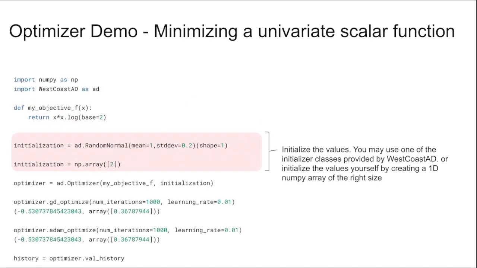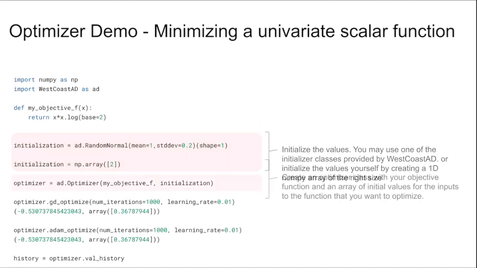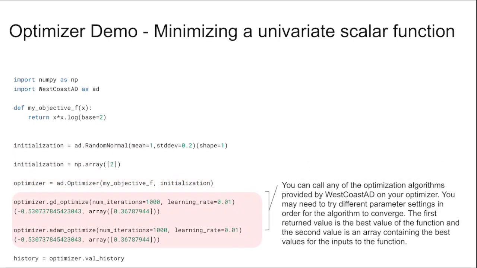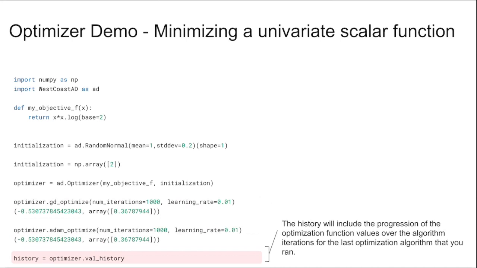Next, initialize the variables. You can use either the initializer class within WestCoast AD or use a NumPy array. Now create an instance of the optimizer class using the objective function and the initialized variables. This instance has several optimization methods that you can choose from. In this example, we show gradient descent and Adam optimization. These methods return a tuple with two values. The first element in the tuple is the best value of the function. The second element gives the inputs for which we got the best values of the function. If you want to see how the optimization function progressed over time, you can see that using the val history attribute within the optimizer class.